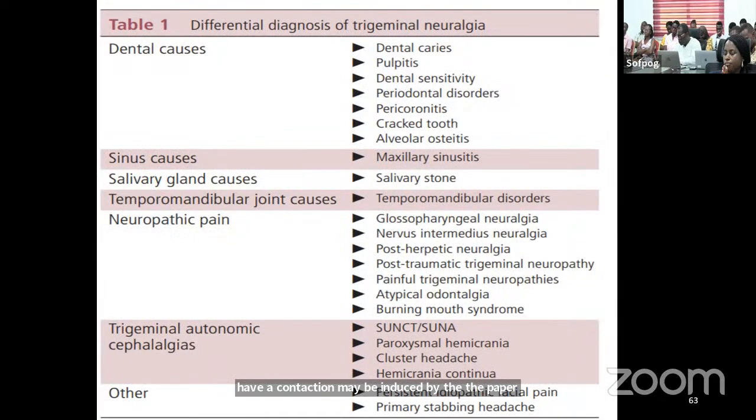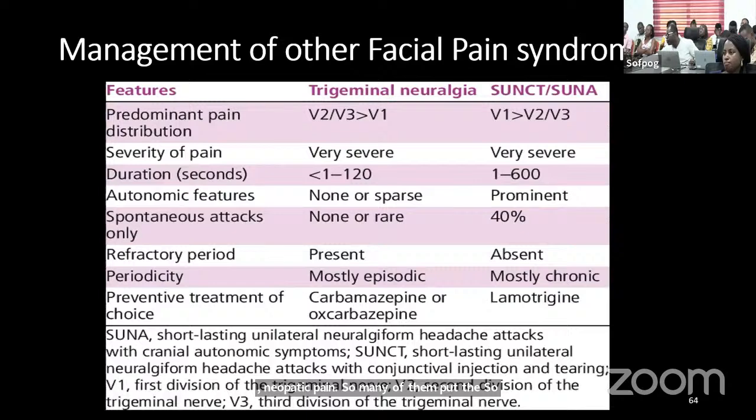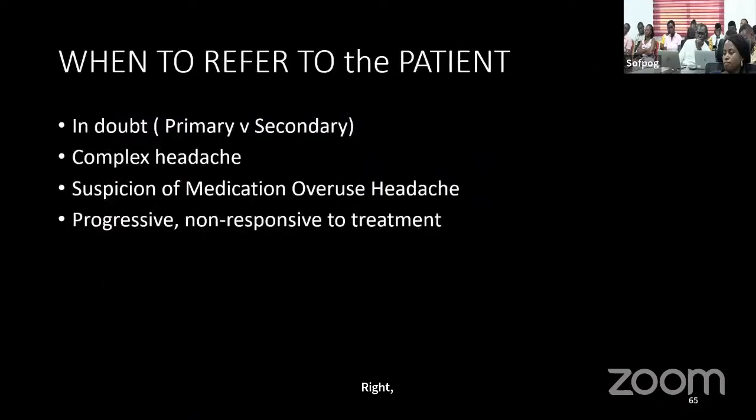Right, and this is a list of differential diagnosis of trigeminal neuralgia. You can see there's a broad list there. There are dental problems, sinus problems, salivary gland problems, temporomandibular joint problems, neuropathic pain. Post-herpetic neuralgia comes in here. Many trigeminal autonomic cephalgias are also a differential diagnosis. Right, and we've already gone through how to differentiate them from the other attacks.